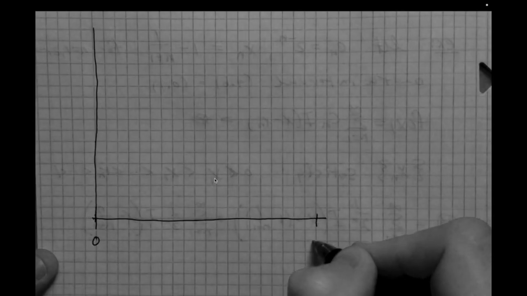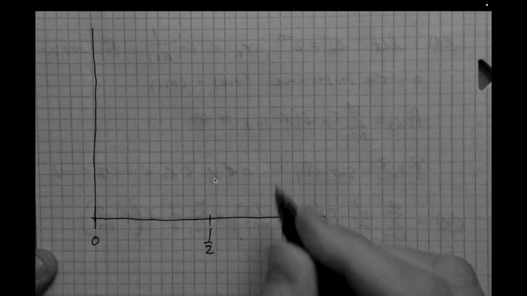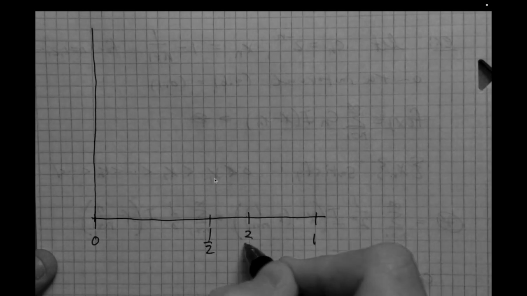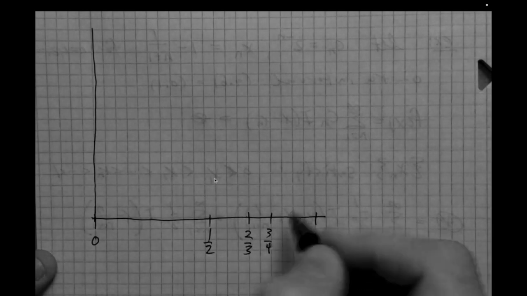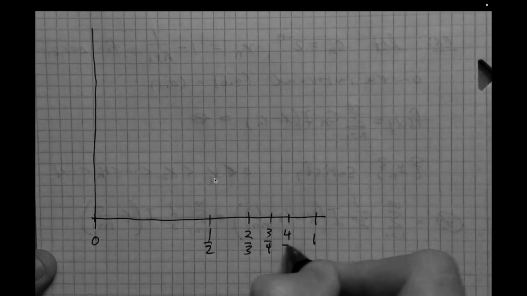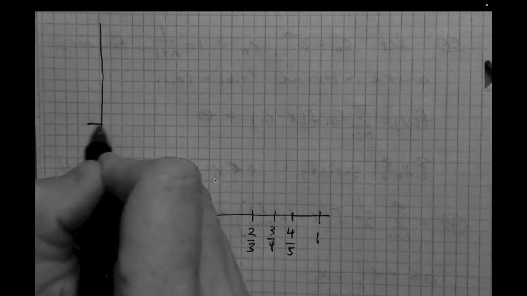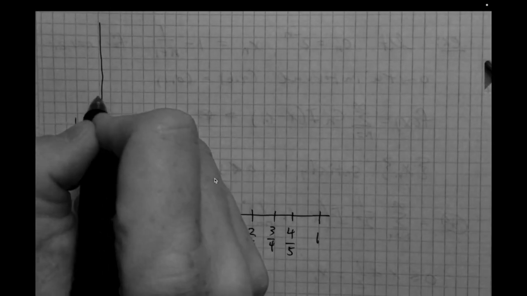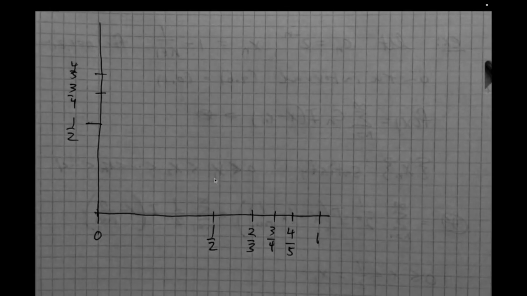So here's 0, and then somewhere out here is 1, and then in the middle, dead center, you got 1/2, and then 2/3 would be like here, and then we'll say 3/4, and then 4/5, right? And we could keep going, but we're not going to. And then on the y-axis, you've got 1/2 here, and then 3/4, 4/5, etc.